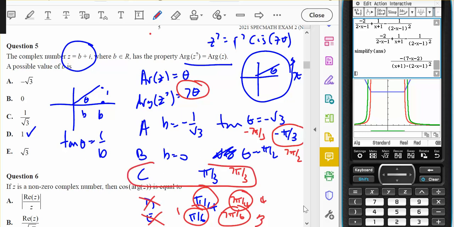I like C because pi on 3 and 7 pi on 3 are the same angle. Pi on 2 and 7 pi on 2 are not the same. Pi on 2 is up there, 7 pi on 2 is down there. And minus pi on 3 and minus 7 pi on 3.